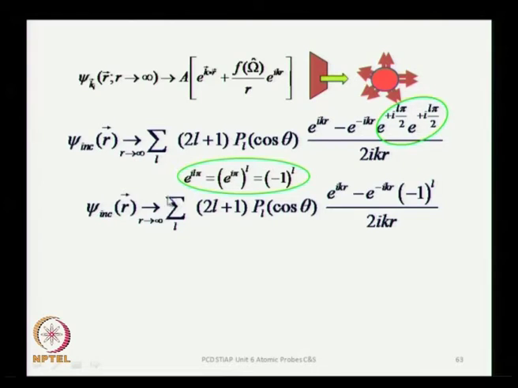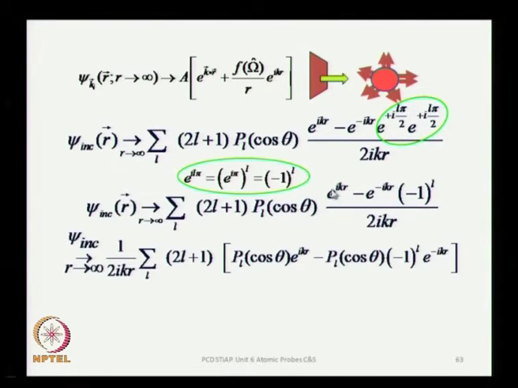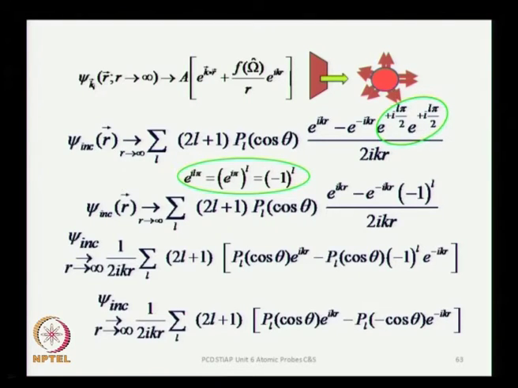So now you have got the incident wave, which is a plane wave, which is written in terms of these Legendre polynomials, and you have got this spherical outgoing wave, a spherical ingoing wave, which is multiplied by minus 1 to the L, and if this minus 1 to the L, you take this P_L cos theta and multiply both of these terms by P_L cos theta, you have got P_L cos theta into minus 1 to the L. What is P_L of minus cos theta, right. Okay, so that is what it is. You have got the Legendre polynomial for minus cos theta over here. So this is your incident wave.